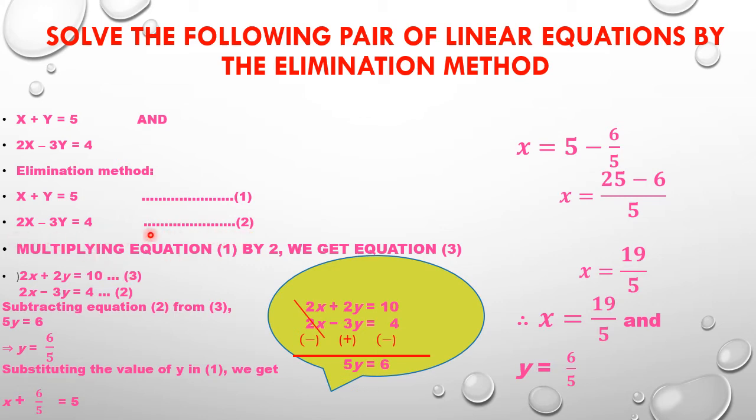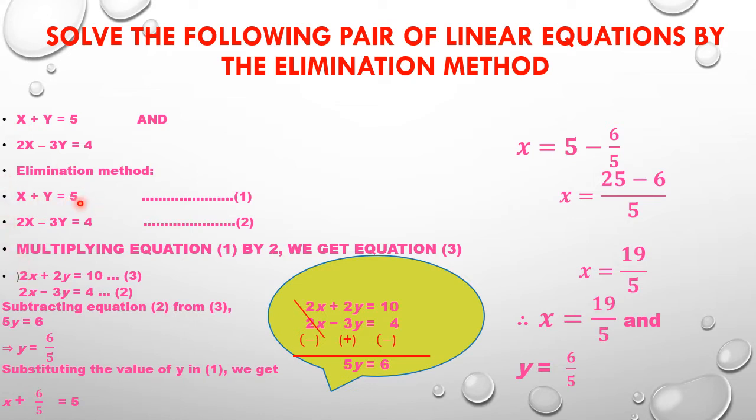Now, the whole process is focused on making the coefficient of either of the variables equal. Here we are going to make the coefficient of x equal. You can see that the coefficient of x in equation 1 is 1 and in equation 2 is 2. So what is the common multiple of 1 and 2? It is 2. So we will multiply equation 1 by 2. The whole equation will be multiplied by 2.